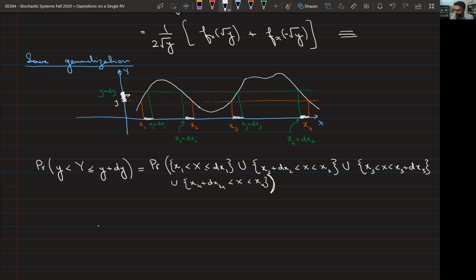Now I can generalize this, right? How do I generalize this? So let's say, I mean, this was an illustrative example in which I said, yeah, there are only four roots, but they could have many roots. Okay. In general, let x1, x2, ..., xn be the roots corresponding to y.